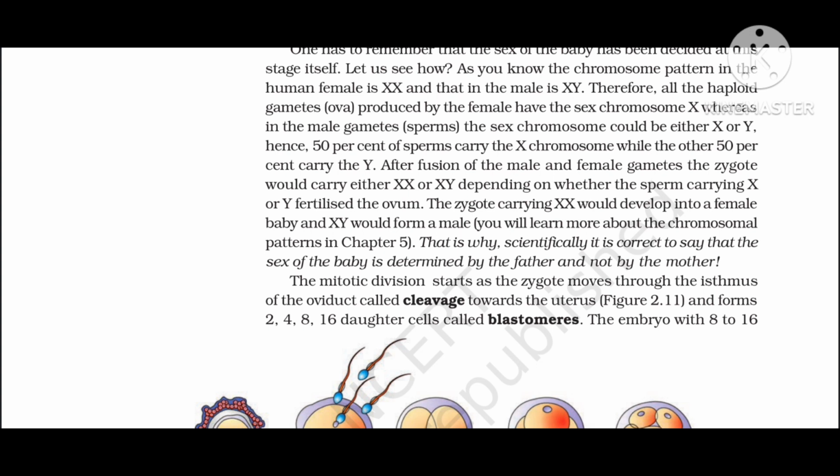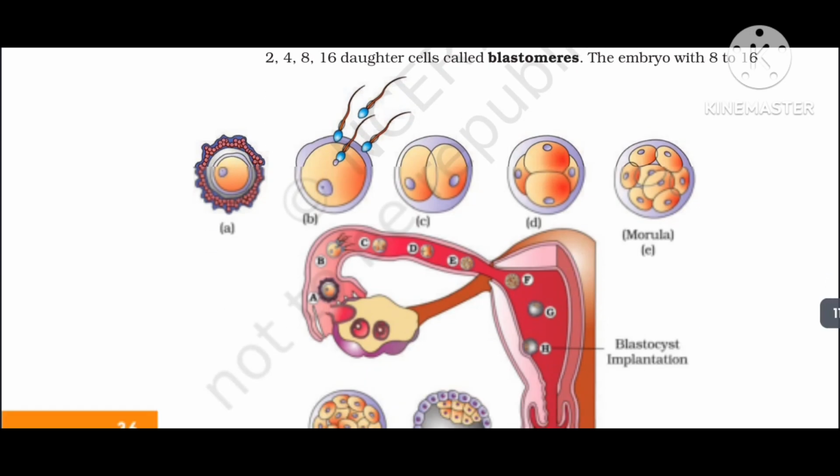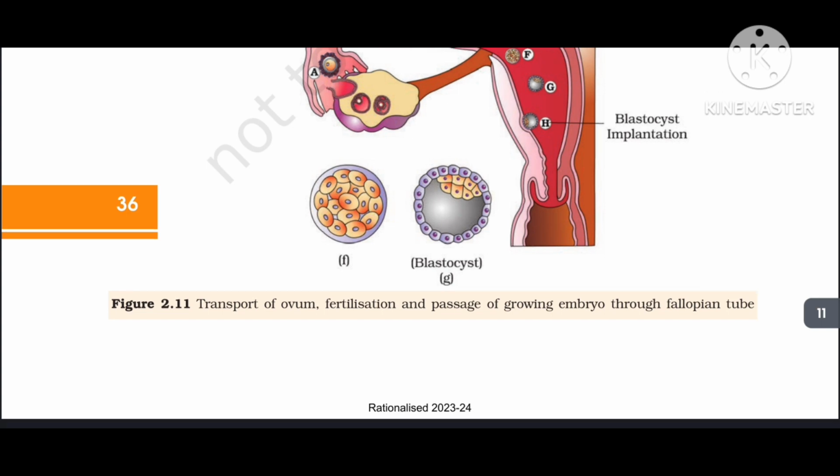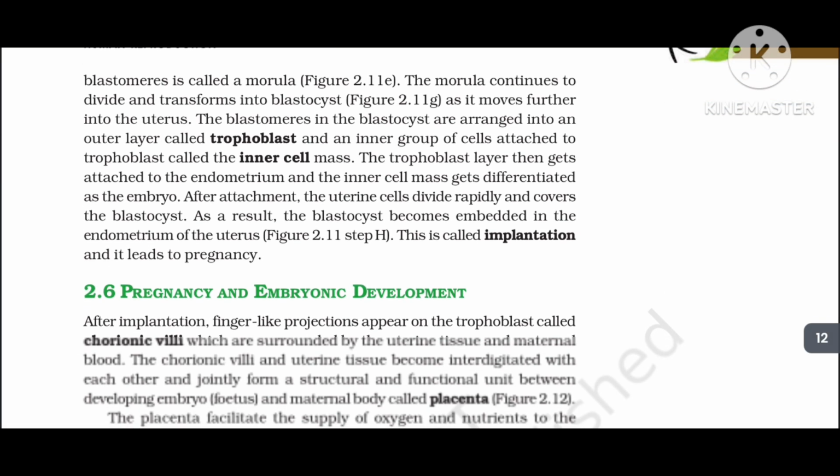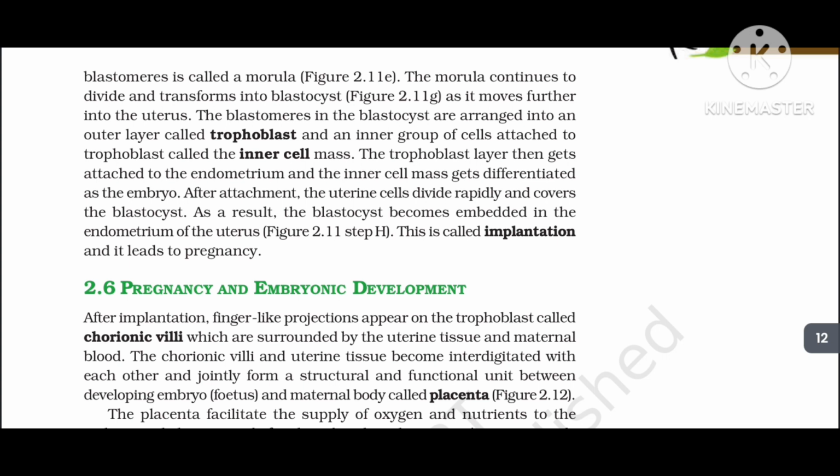The trophoblast layer then gets attached to the endometrium and the inner cell mass gets differentiated as the embryo. After attachment, the uterine cells divide rapidly and cover the blastocyst. As a result, the blastocyst becomes embedded in the endometrium of the uterus. This is called implantation and it leads to pregnancy.